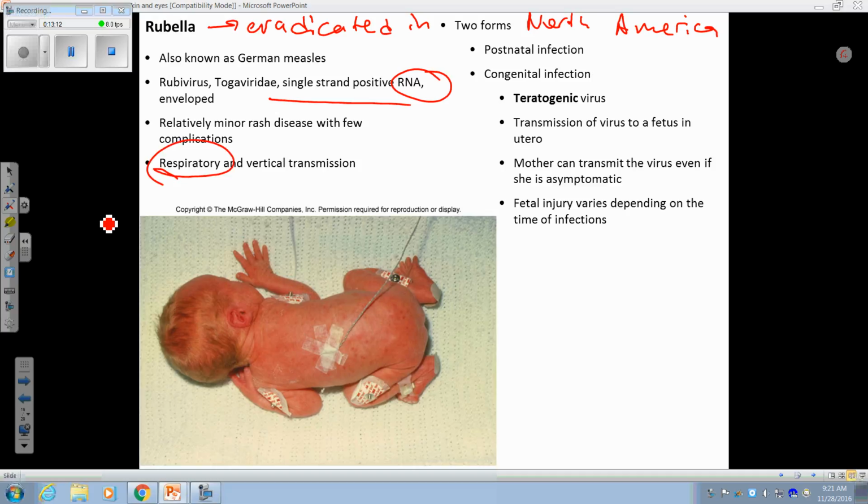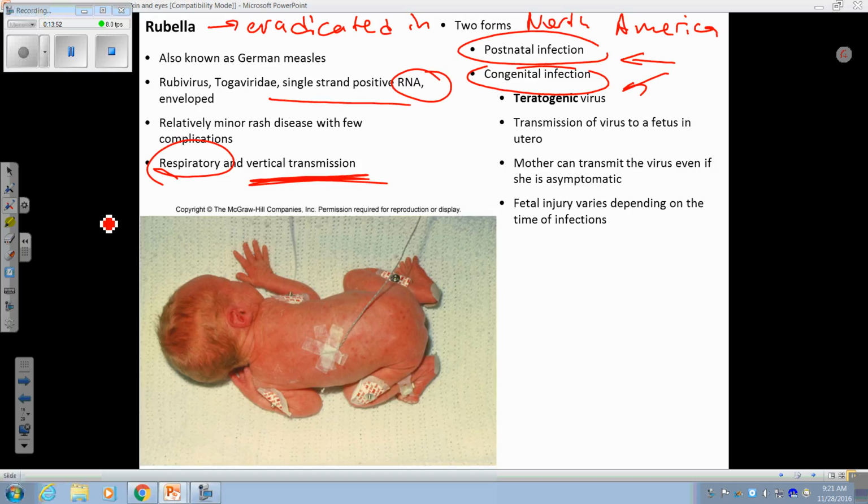Respiratory transmitted, but what I want to specifically focus on is the vertical transmission. It's one of the most dangerous infections for pregnant women. The transmission can be congenital, okay, or postnatal. And both of these infections can cause severe complications in newborns. But it seems like congenital infection, the one that is acquired by the fetus during the pregnancy, causes the most severe abnormalities.